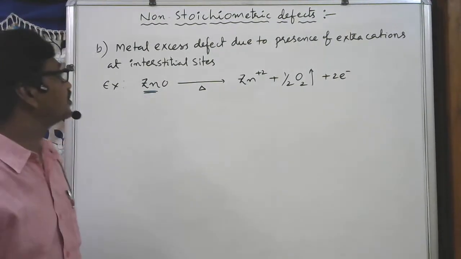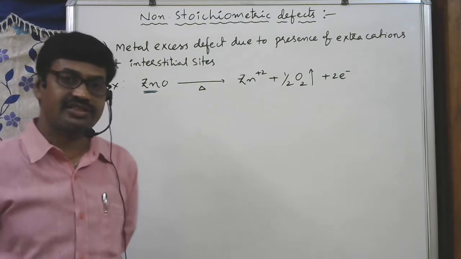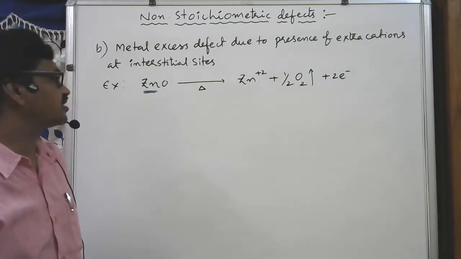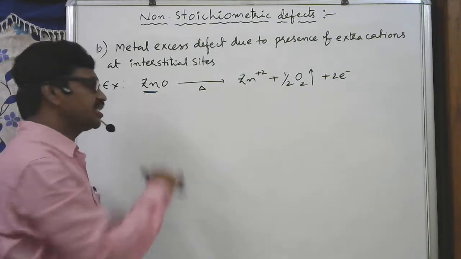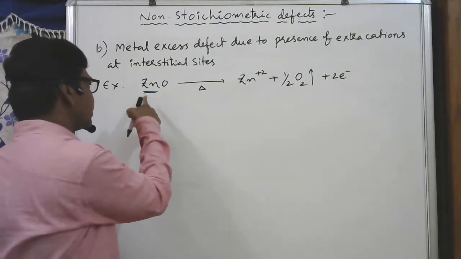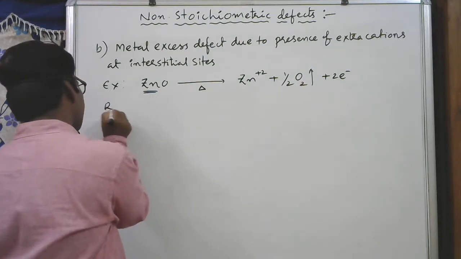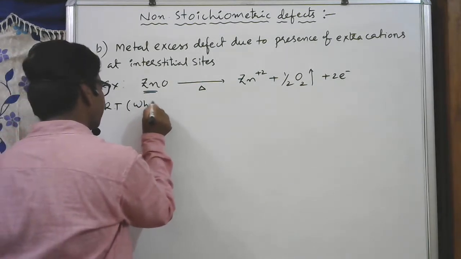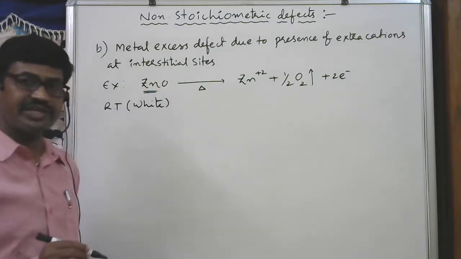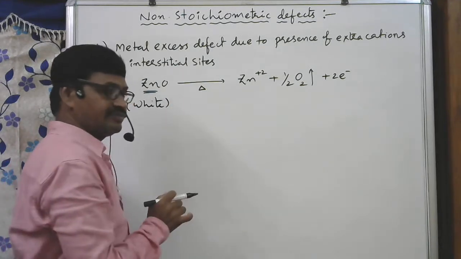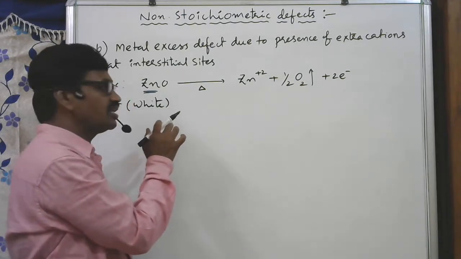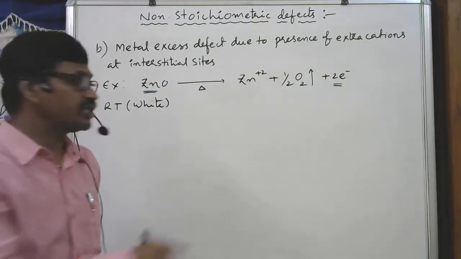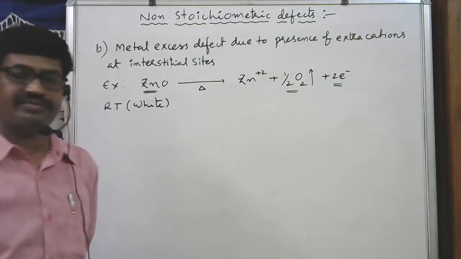Hi everyone. Now I am going to discuss metal excess defect due to presence of extra cations at interstitial sites. For this, the best example is zinc oxide. Zinc oxide crystal lattice at room temperature (RT) is white in color. Whenever it is heated, this zinc oxide crystal lattice loses 2 electrons and it becomes zinc plus 2, and oxygen gas is liberated.